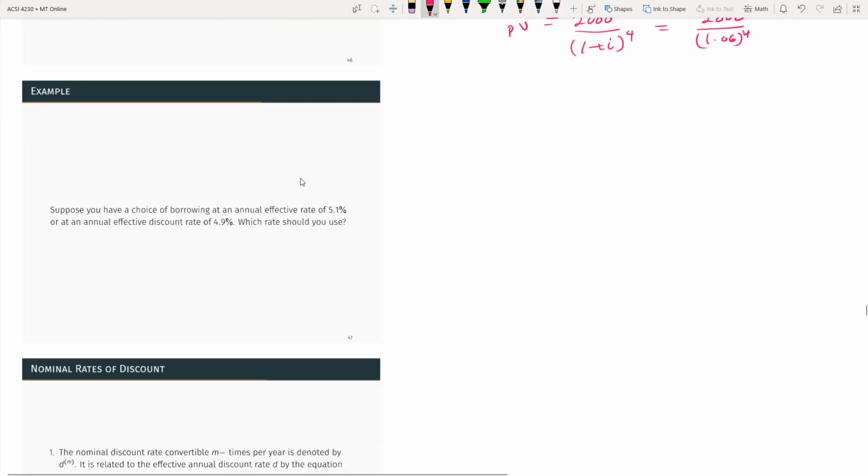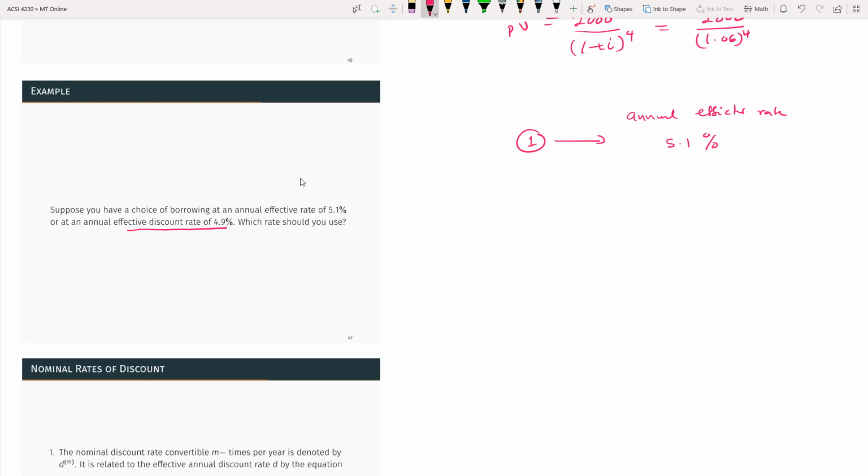Here's another question. Suppose you have a choice of borrowing at an annual effective interest rate of 5.1% or at an annual effective discount rate of 4.9%. Which rate should we use? You need to have both in either an annual effective interest rate or an annual effective discount rate. You can't compare apples and oranges. You need to turn everything into one term. So I'm going to convert the discount rate to an interest rate. Number one is given as an annual effective interest rate of 5.1%.